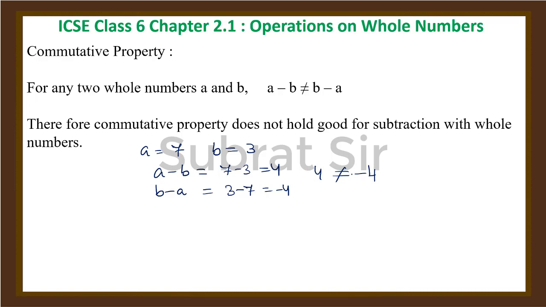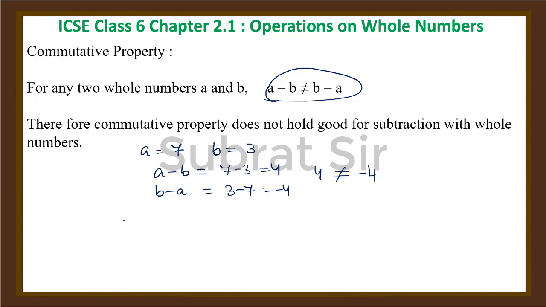We know 4 is not equal to minus 4. Are 4 and minus 4 both the same? No, these are not equal. That's why A minus B is not equal to B minus A. Therefore, the commutative property does not hold good for subtraction with whole numbers.